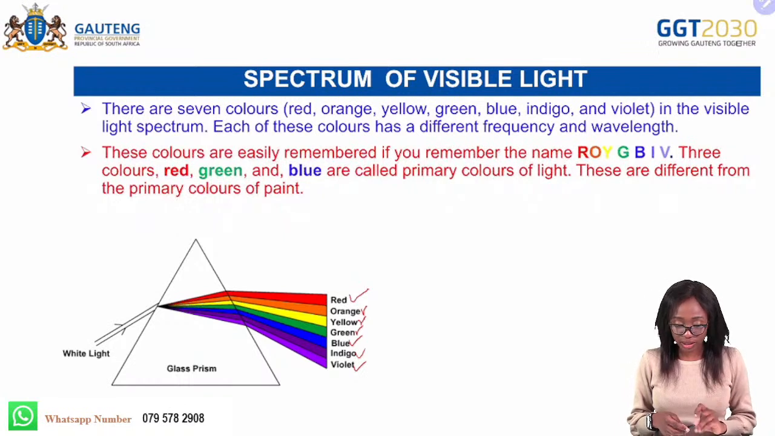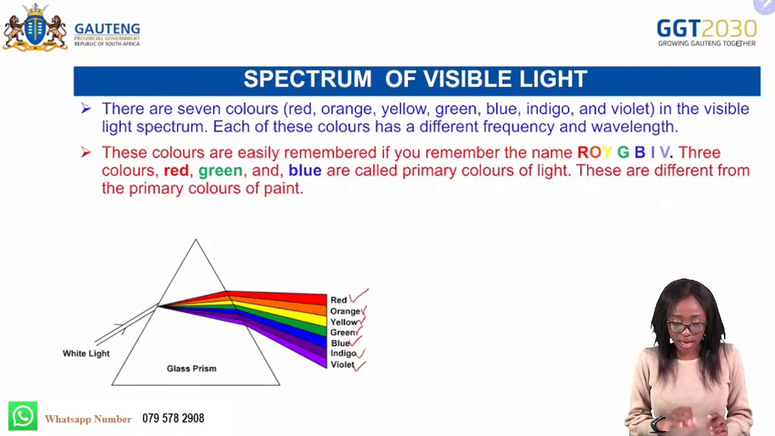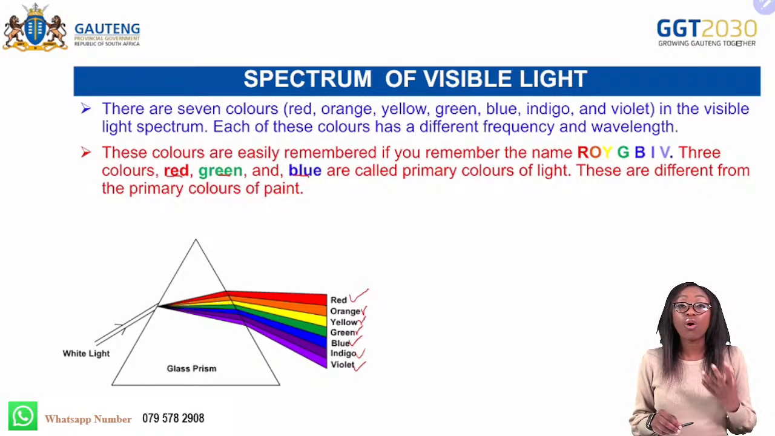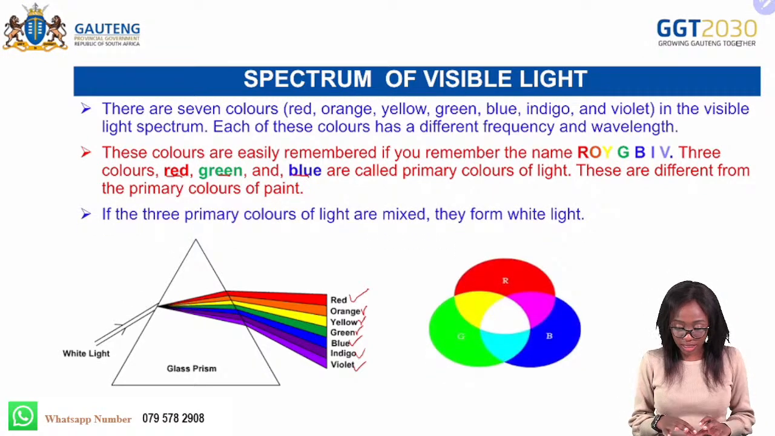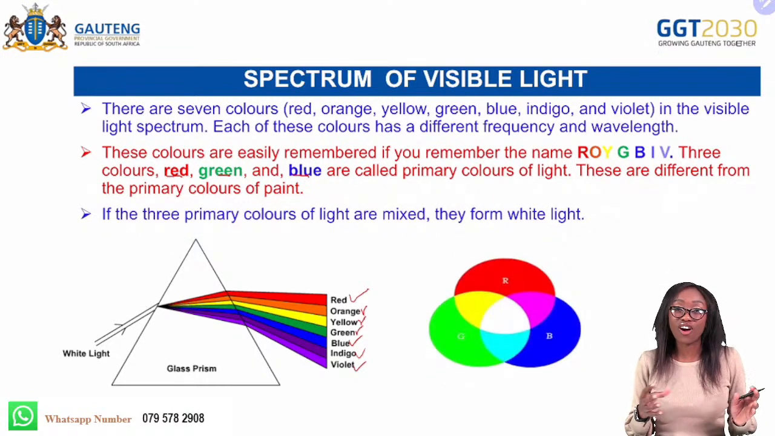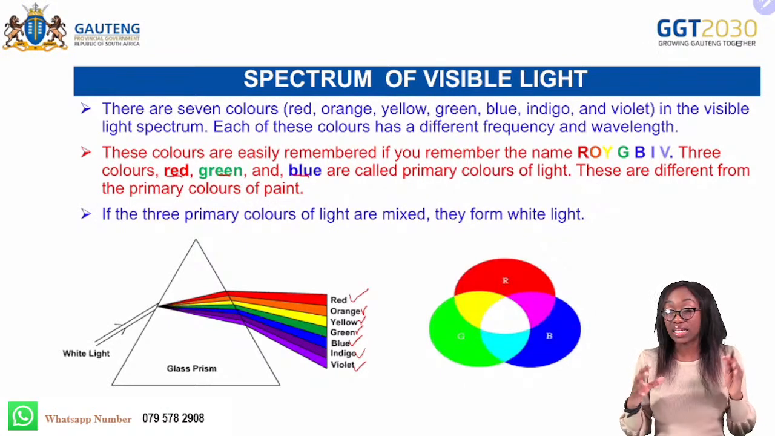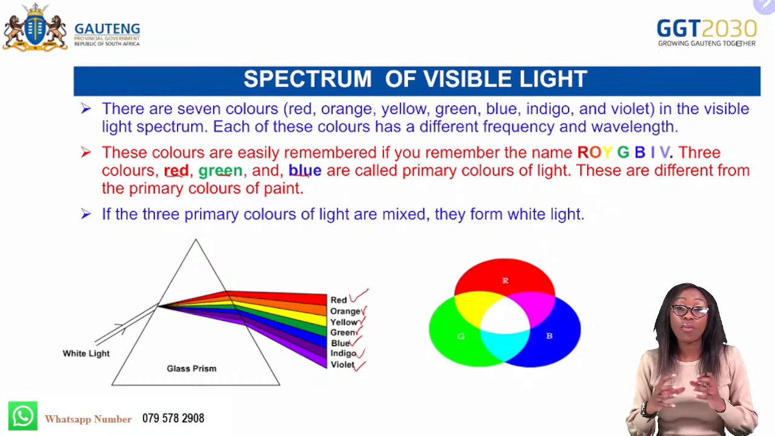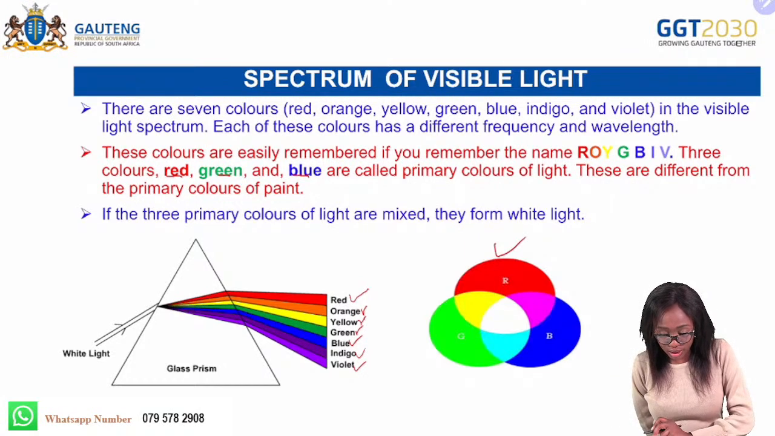Out of these 7 colors, we have 3 colors which are red, green, and blue. These are called the primary colors of light, and these are quite different from the primary colors of paint. Now, if the 3 primary colors of light are mixed, they form a white light. So we said the 3 primary colors are red, green, and blue.